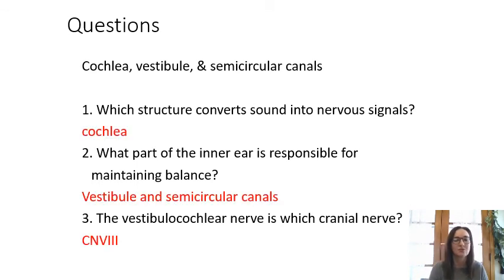All right, so the structure that converts sound to nervous signals is the cochlea. The cochlea is the only part of your inner ear that deals with sound. The part of the inner ear responsible for balance is both the vestibule for static equilibrium and the semicircular canals for dynamic equilibrium. And then which cranial nerve is the vestibulocochlear? That is cranial nerve 8.